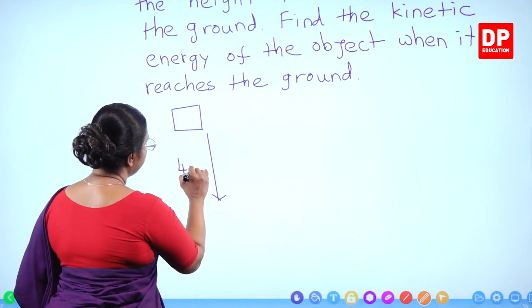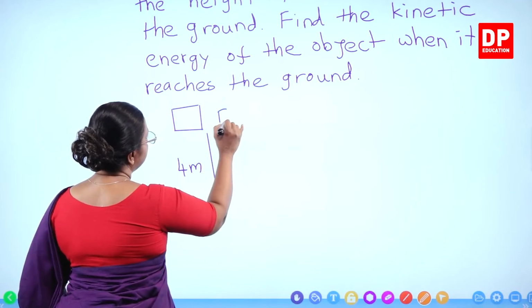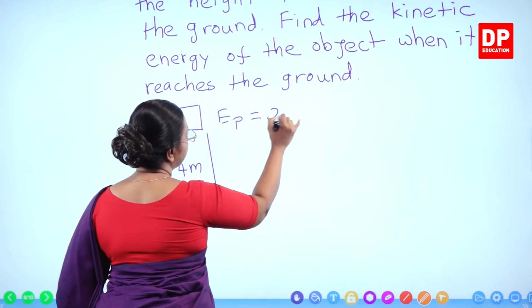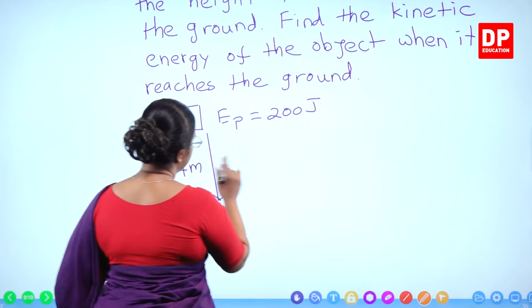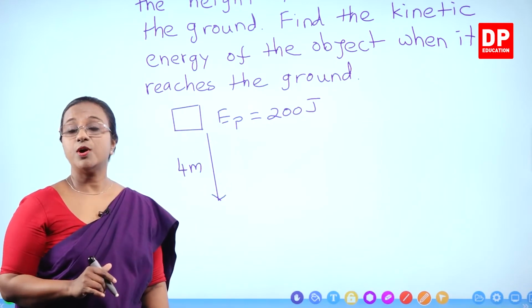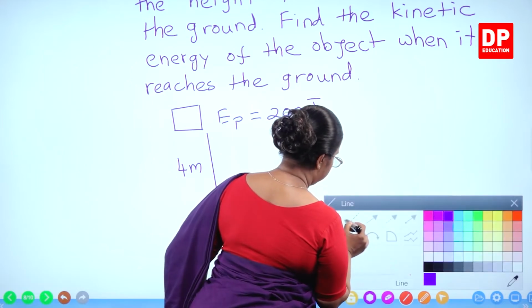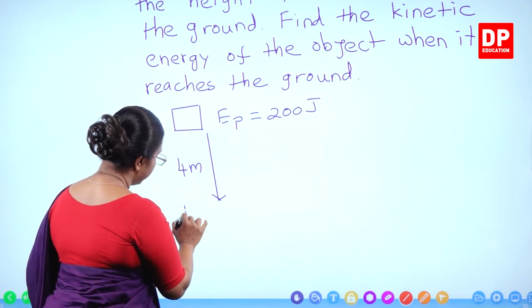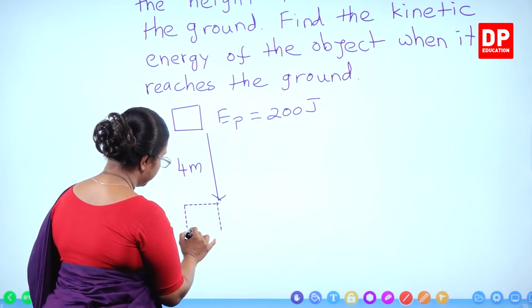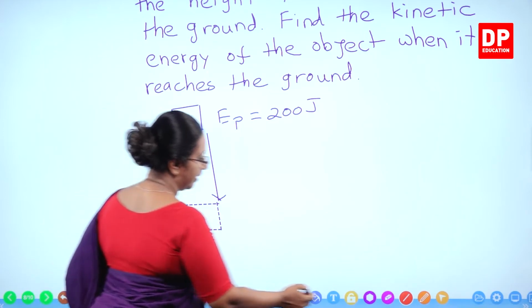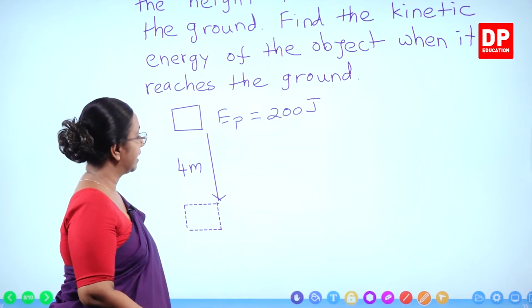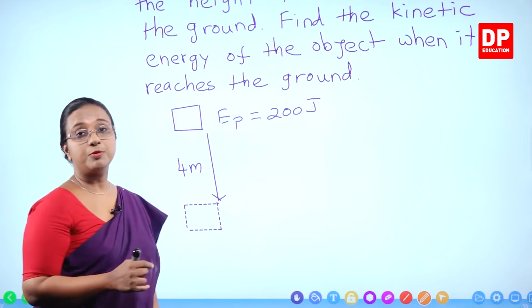So this is a 4 meter height. E potential was calculated as 200 joules and it takes 10 seconds for the object to come down. So when it reaches its original position, that is the ground again, what will happen? Here it is E potential.